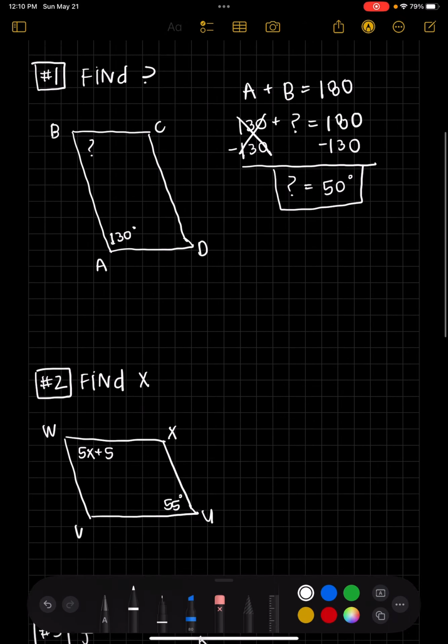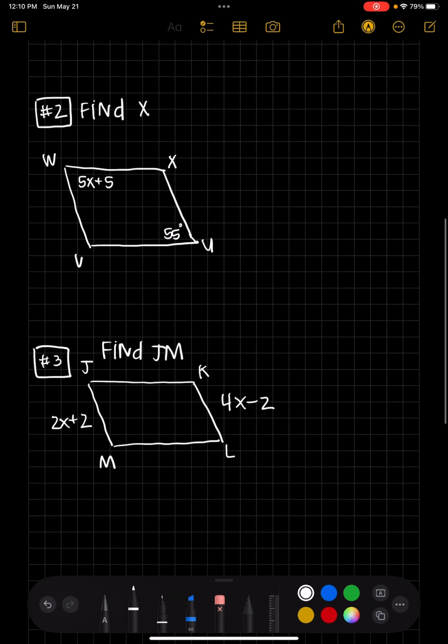All right, let's look at the next one. The next one is really similar. This time, instead of finding a question mark, we're solving for x. And again, we have to decide if these two angles are equal to each other or if they add to be 180. So in this case, angle W and angle U are equal to each other because they're opposites from each other, and because they're opposites, then they're equal.